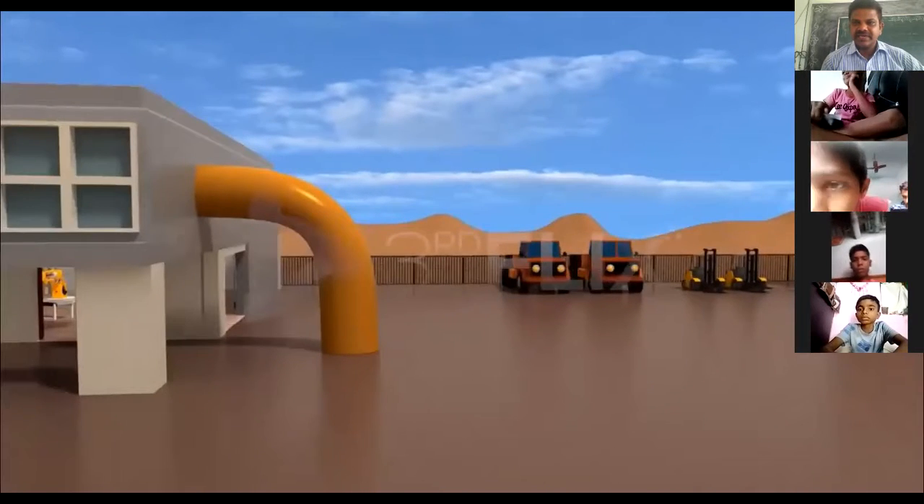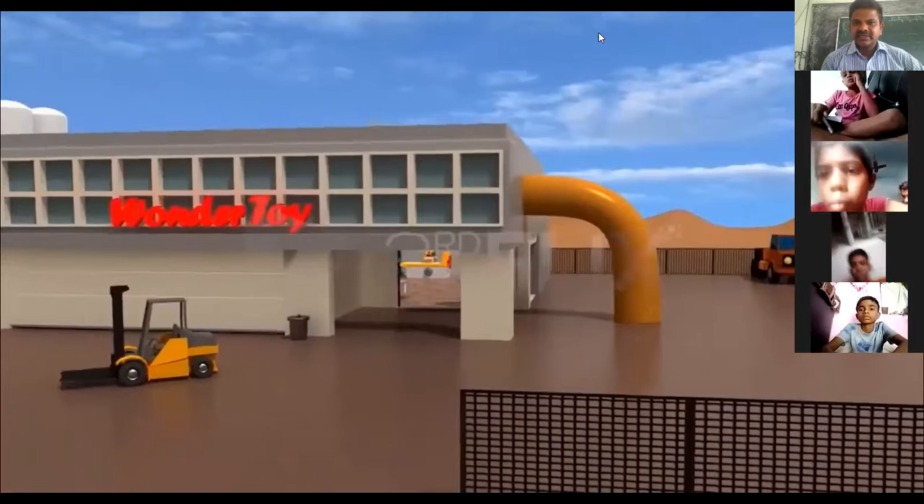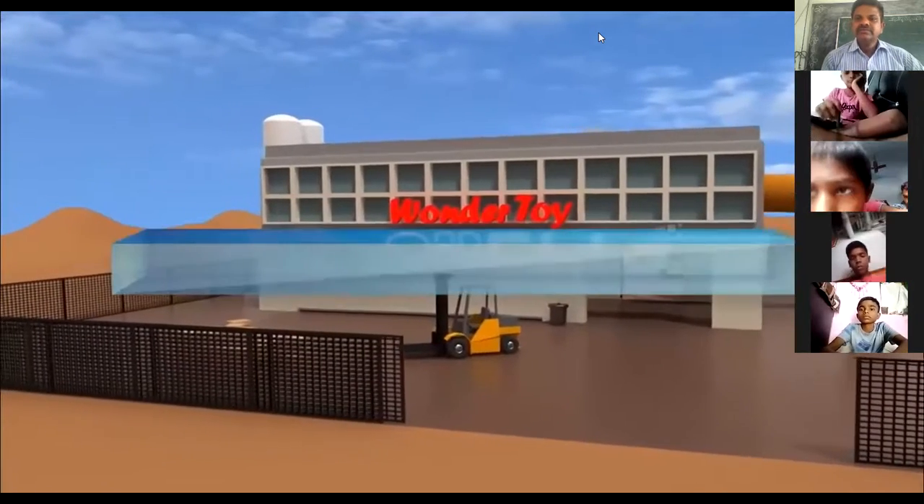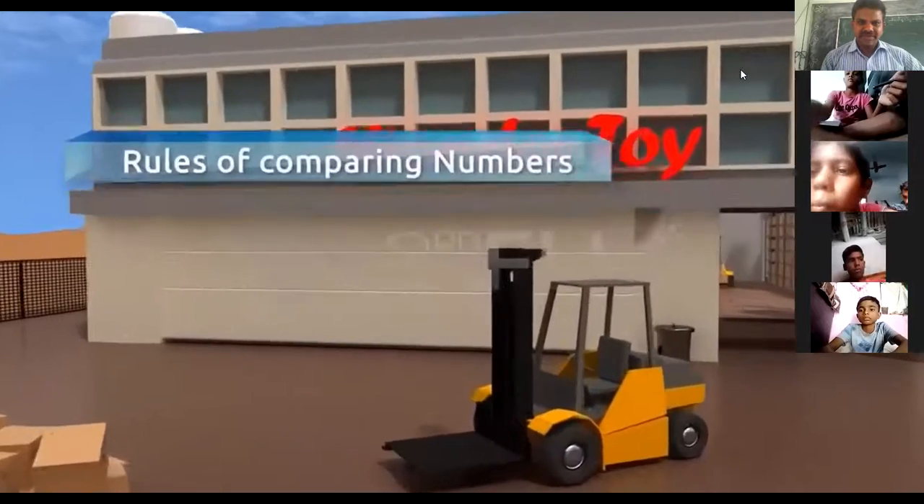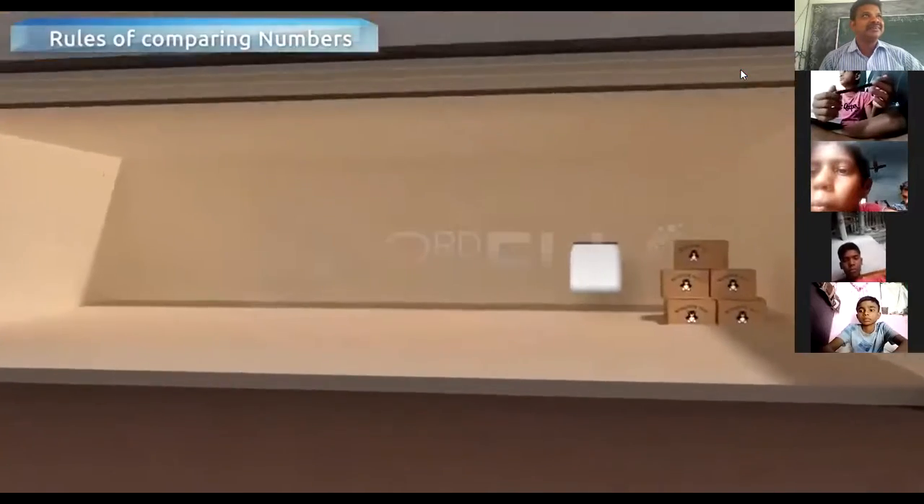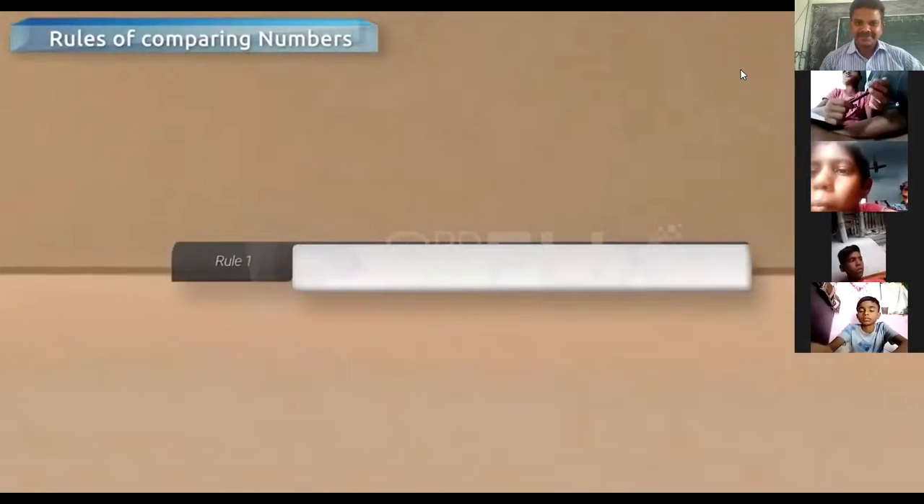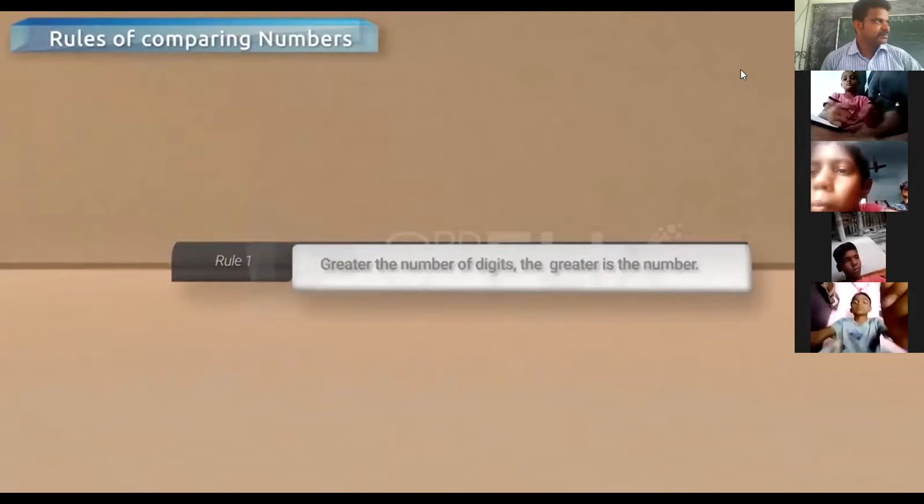How did we compare small numbers? We have to follow the same rules to compare large numbers. Rules of comparison: we have some rules to compare numbers. Greater the number of digits, greater is the number.